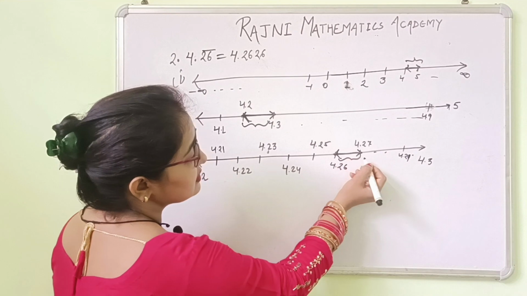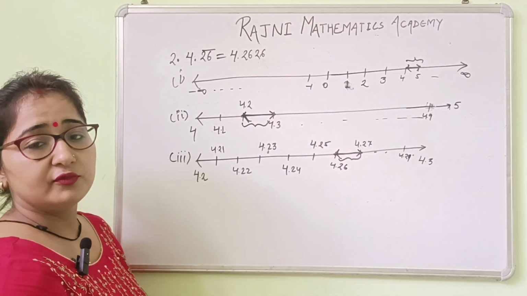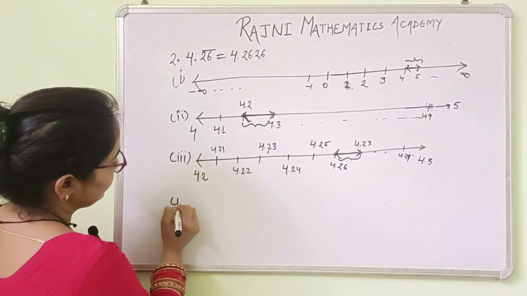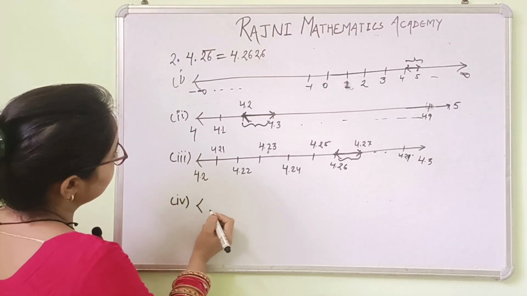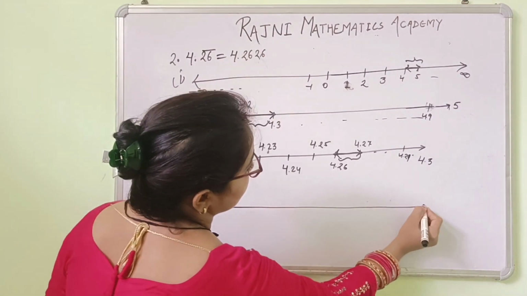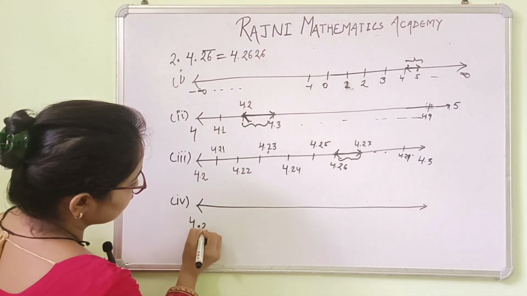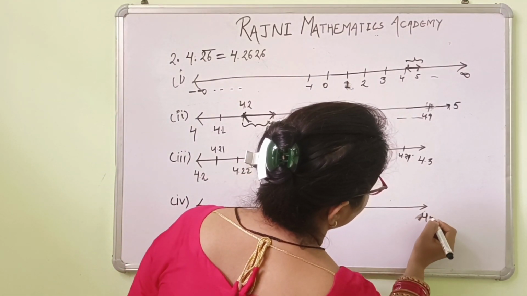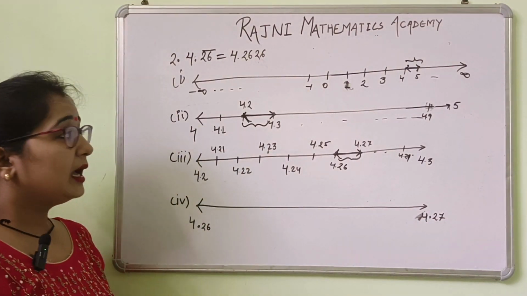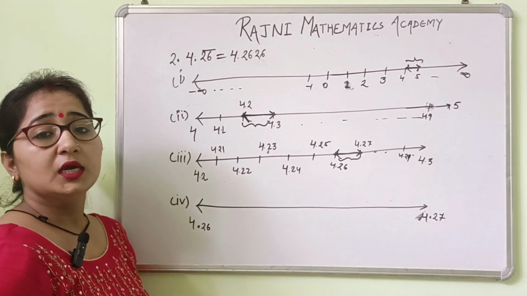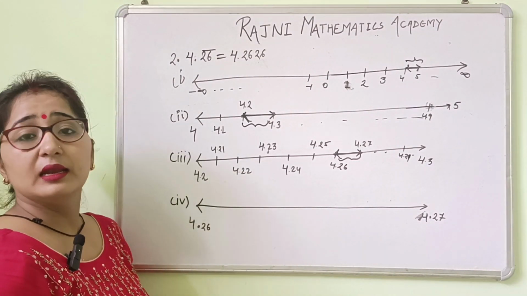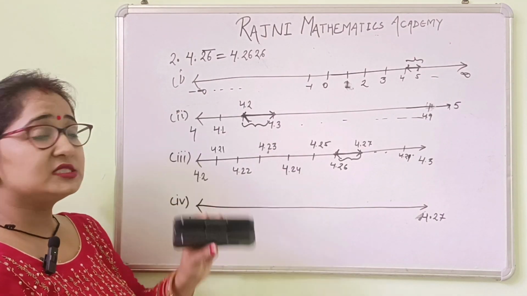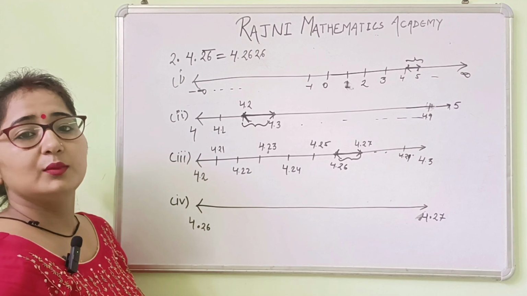So in the next step, we will magnify the distance between 4.26 and 4.27. Okay? It is the fourth step. 4.26 and 4.27. I hope you have understood up to here. If you don't understand any topic, sorry, any line, any step, you can ask me any number of times.